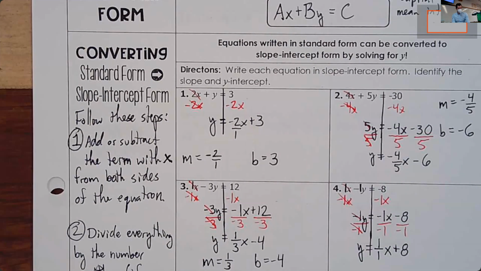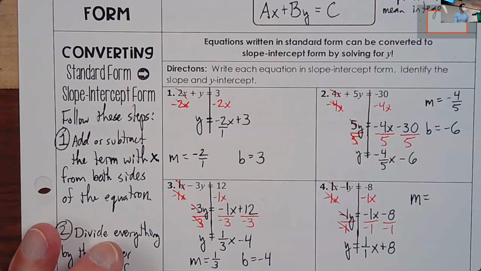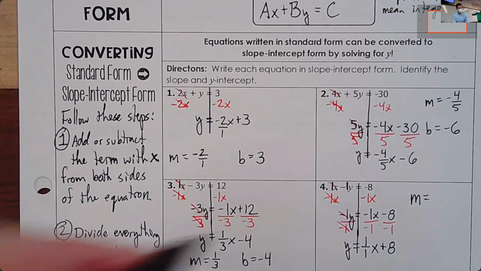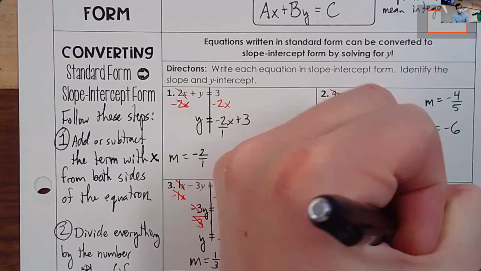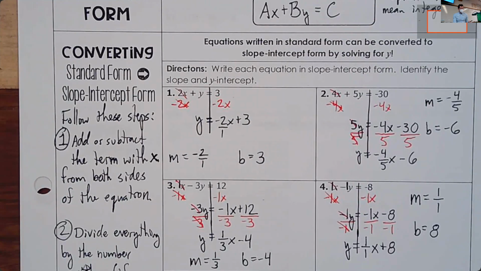All right, what's our slope? What's the slope of this line? On number 4. 1 over 1. Good. And what's our y-intercept? 8. Excellent.